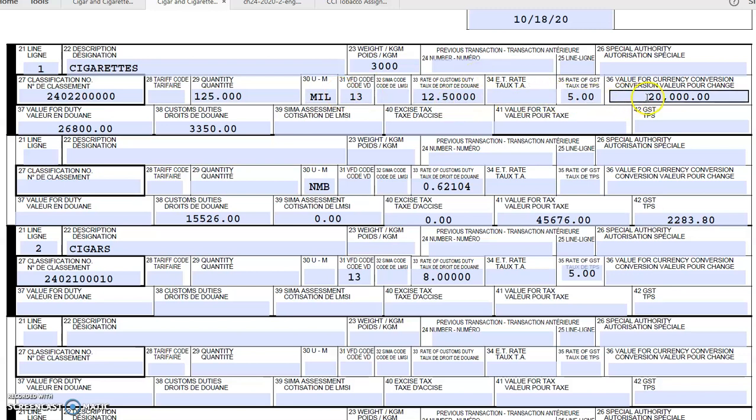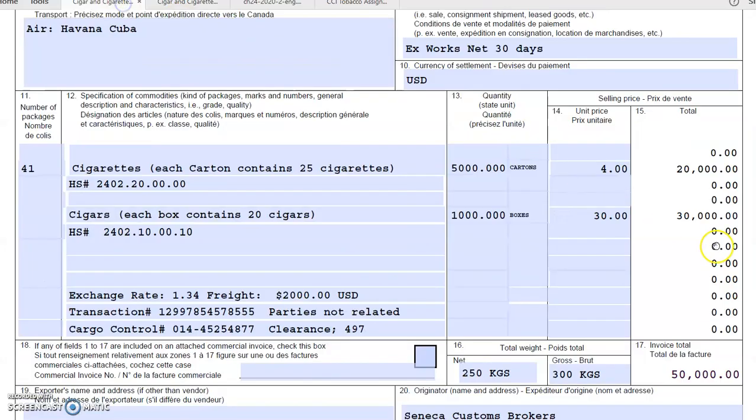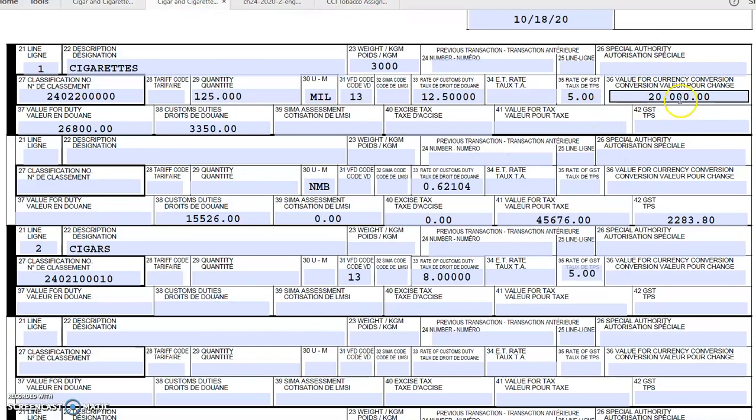Rate of GST, the value for currency conversion is $20,000. The exchange rate is 1.34. We take the 20,000 times 1.34. We get 26,800. For value for duty, we take 12.5% of that. We get 3,350. Just like you do normally. And it stops there.